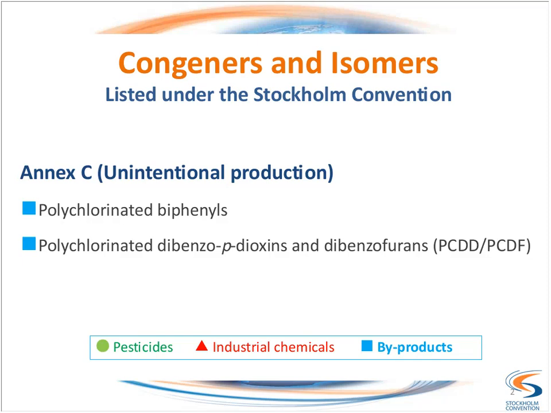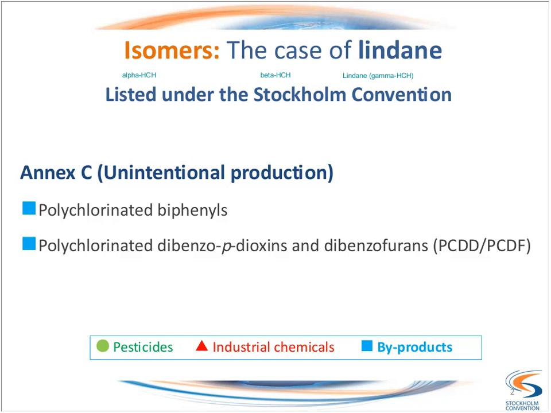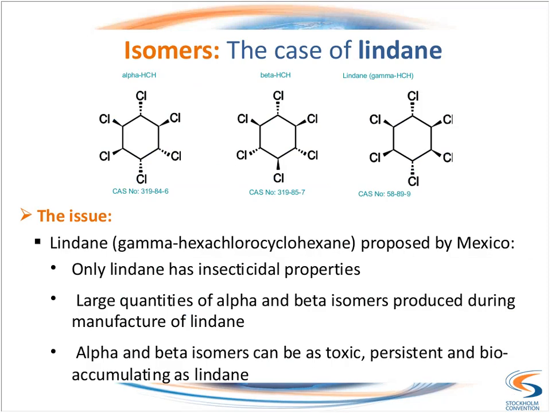Now we have to be very careful when we talk about unintentional, and that we come back to that. So we had the case of lindane. The issue is that lindane, which is the gamma hexachlorocyclohexane, which you see on the right side of the presentation, was proposed by Mexico. And only this chemical, the lindane, the gamma HCH, has the insecticidal properties, the intended properties. That's why you produce this.